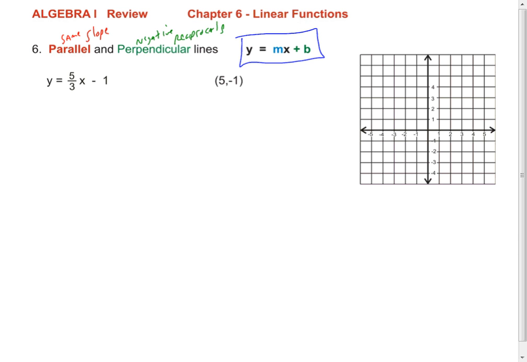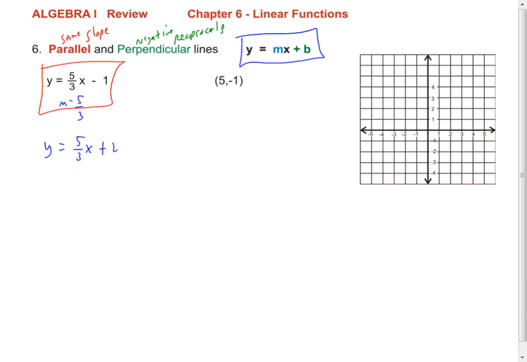Okay, negative reciprocals. So, first off, what if they asked us to find a line parallel to this line? Any line. All I have to do is say the slope is 5/3. Therefore, the slope of my new line is 5/3. What's the y-intercept? Well, I don't want it to be the same line, so I'll just choose anything I want. Let's go with 2. I now have a parallel line.